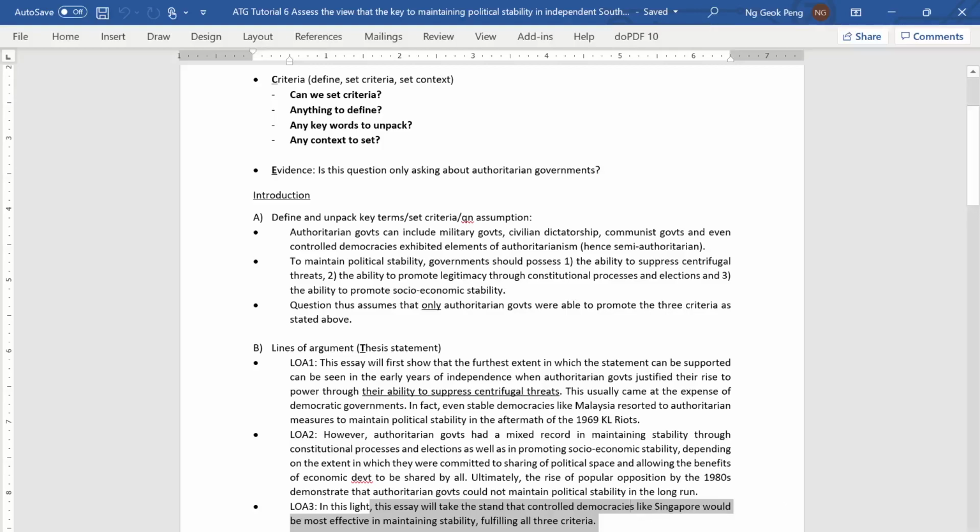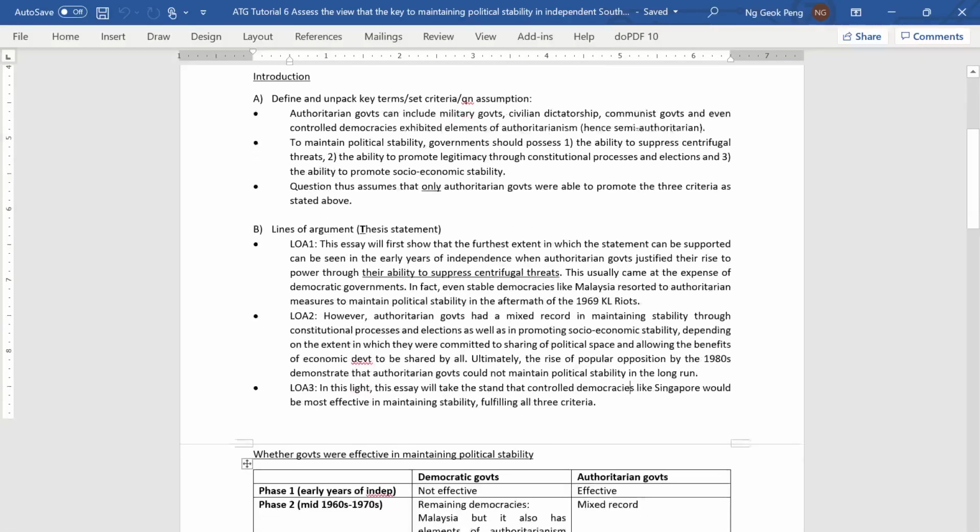That's why I took the approach. I said that actually Singapore would be the best controlled democracy. Okay, so let's look at how these three LAs are going to be developed.